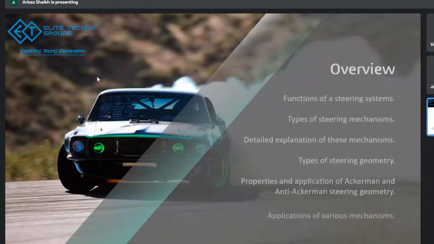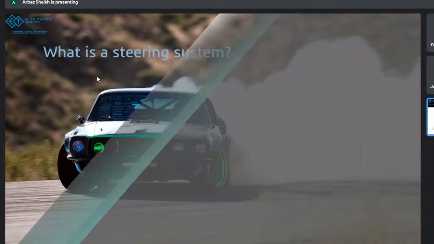So yesterday these were some of the things that we studied. We first looked at the function of the steering system, the types of steering mechanism, then the detailed explanation of these mechanisms. Then we went to types of steering geometry, properties of Ackerman and anti-Ackerman geometry, and lastly we saw the table in which we saw how to select a particular type of steering geometry and mechanism for your particular type of vehicle.